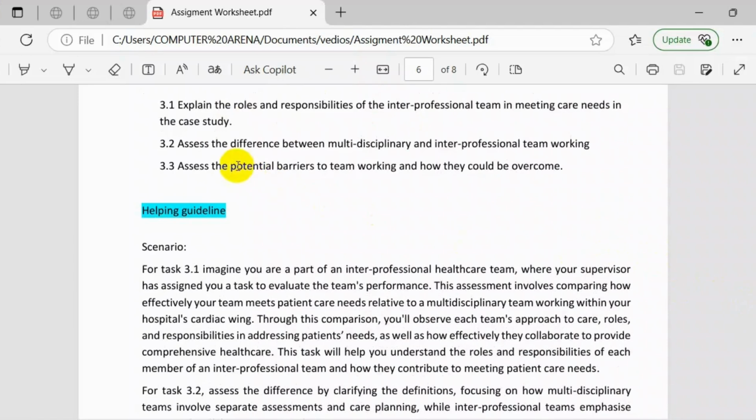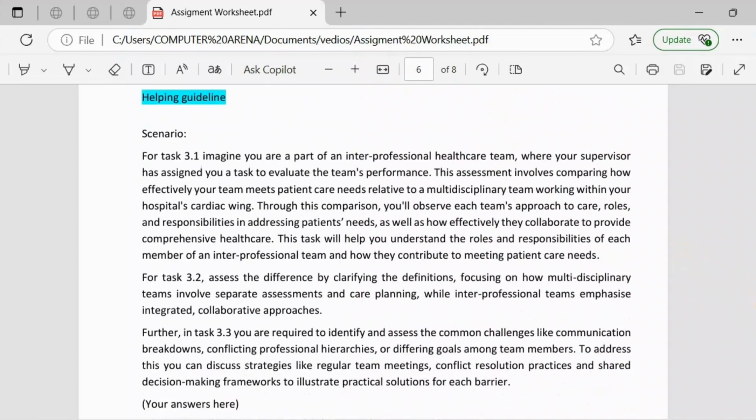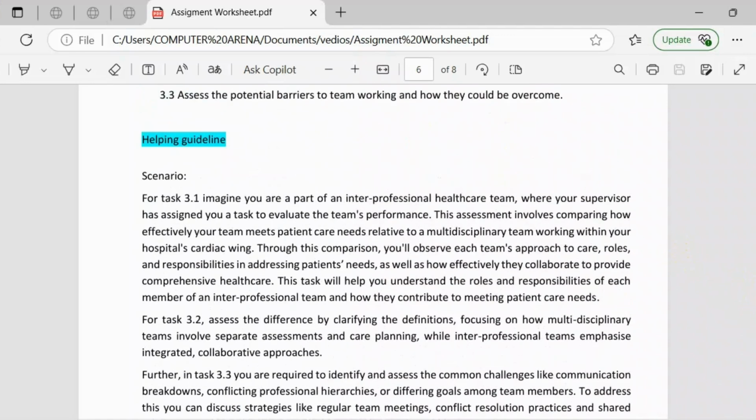For assessment criteria 3.2, where you have to assess the difference between a multidisciplinary and an interprofessional team, you can consider points like what their structure is, what collaborative approaches they use, what care planning they are using, and how they are different from each other in terms of their assessment strategies and care planning strategies. These are the points based on which you can make a good distinction between the interprofessional and multidisciplinary teams.